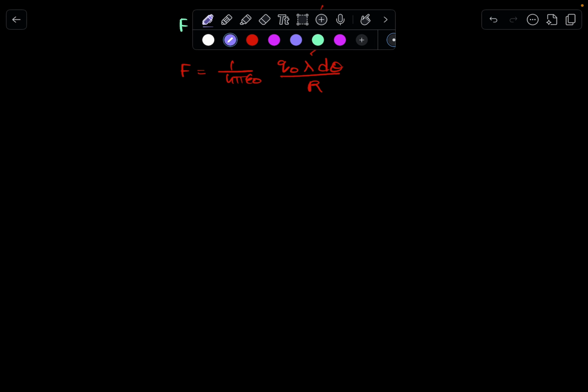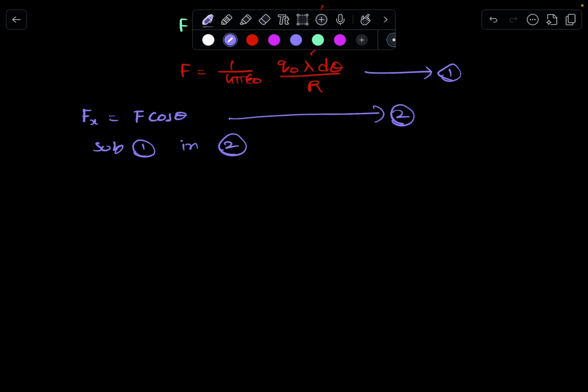So for the horizontal component, we already got Fx is equal to F cos theta. Am I right? Let us assume this is equation number 1 and this is equation number 2. Now the force formula we already know. Directly you can substitute in equation 2. So I am writing here, substitute 1 in 2.